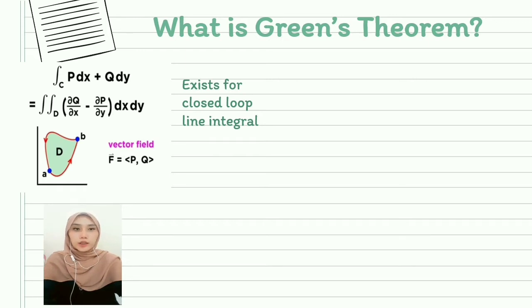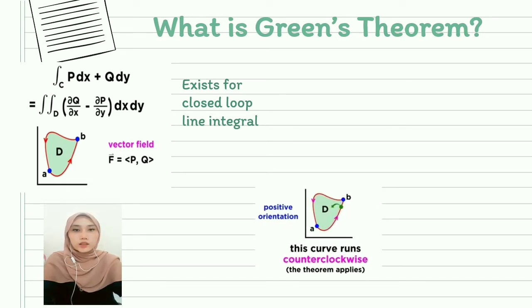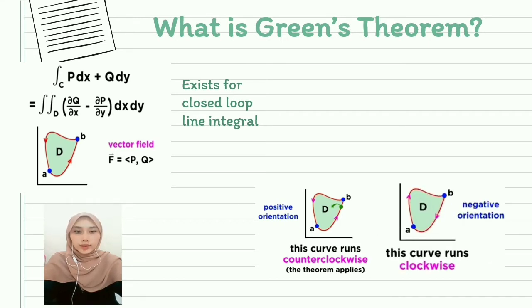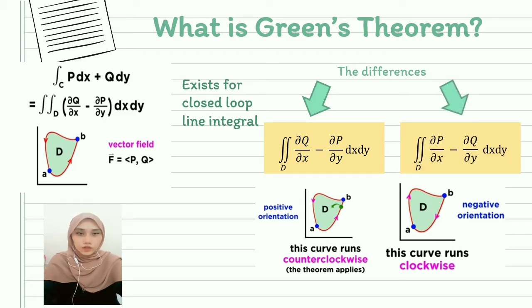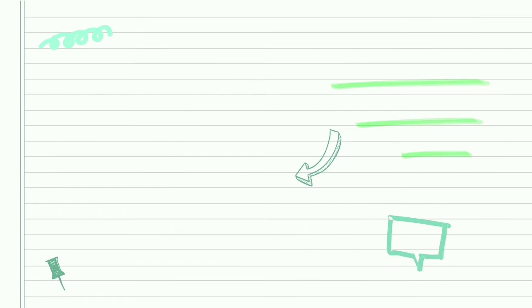It is important because they are different in terms of orders. If the curve runs counterclockwise, it yields a positive orientation, while if the curve runs clockwise, it yields a negative orientation. So, what is the difference? Okay, let's look at the formula. For positive orientation, we use this formula instead, and for negative orientation, the terms are reversed. That's all.